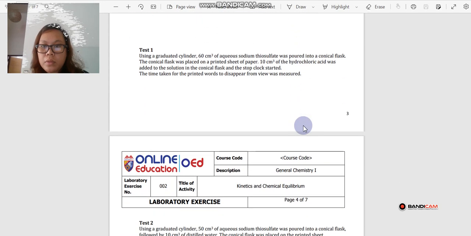Test 1. Using a graduated cylinder, 60 cubic centimeter of aqueous sodium thiosulfate was poured into a conical flask. The conical flask was placed on a printed sheet of paper. 10 cubic centimeter of hydrochloric acid was added to the solution in the conical flask, and the stop clock started. The time taken for the printed words to disappear from view was measured. And on this, I have recorded 45 seconds.